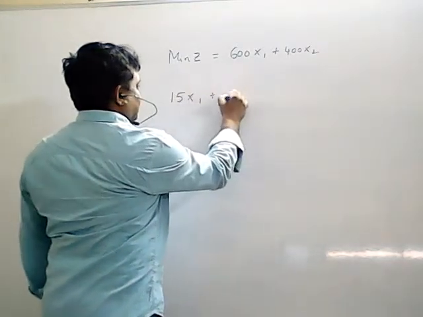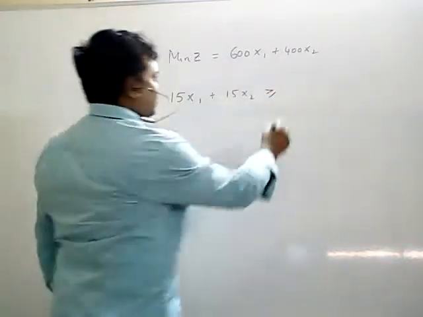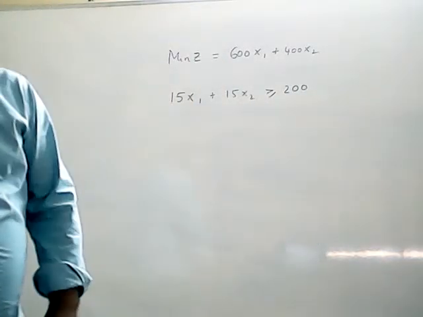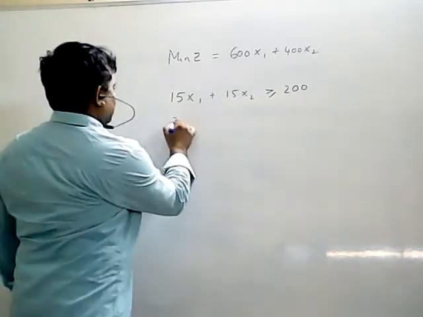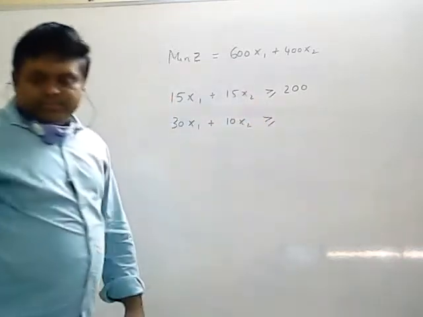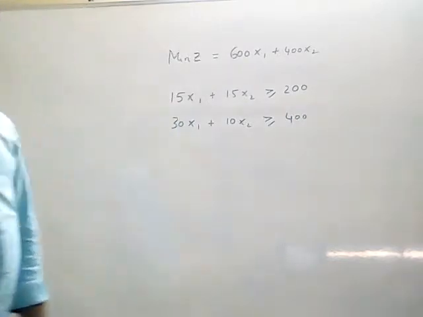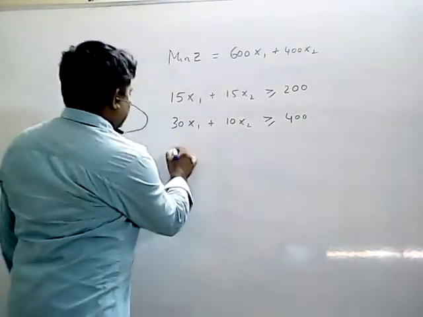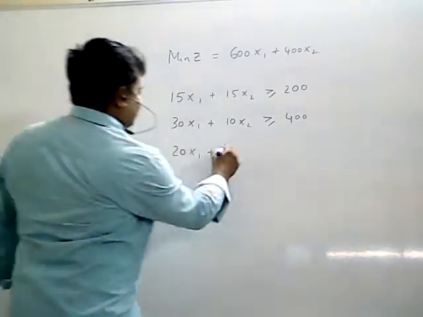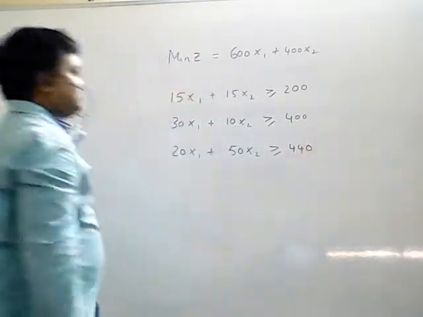First constraint: 15x1 plus 15x2 greater than or equal to 200. Second constraint: 30x1 plus 10x2 greater than or equal to 400. Third constraint: 20x1 plus 50x2 greater than or equal to 440.